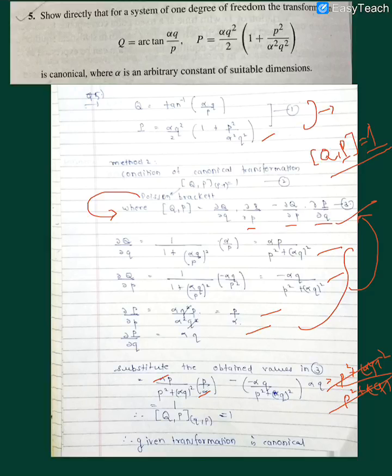I hope both of these methods are clear, and especially the one with the Poisson bracket, because that is not very commonly used in the field.